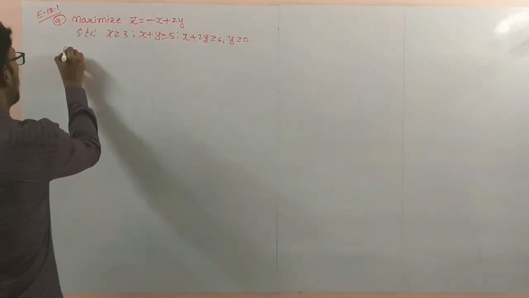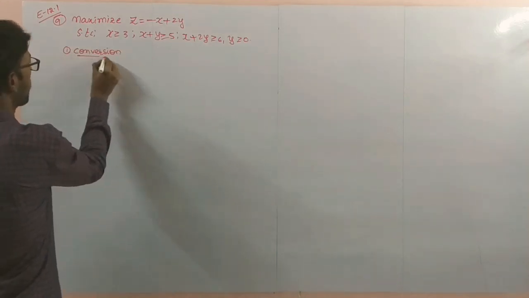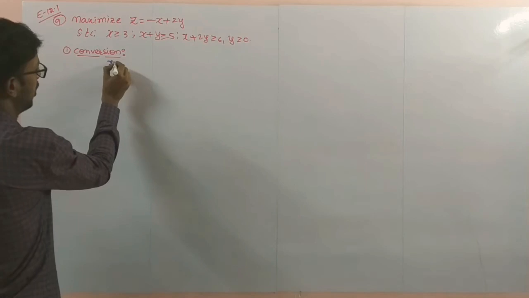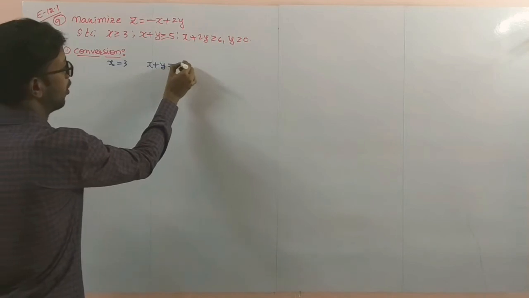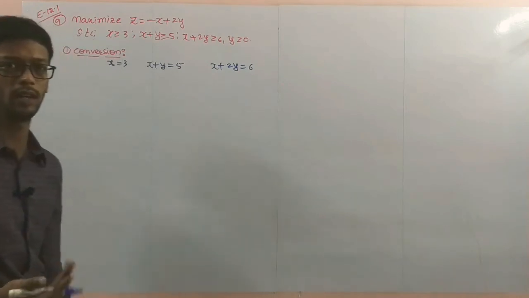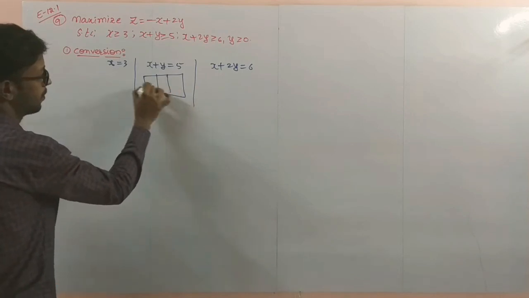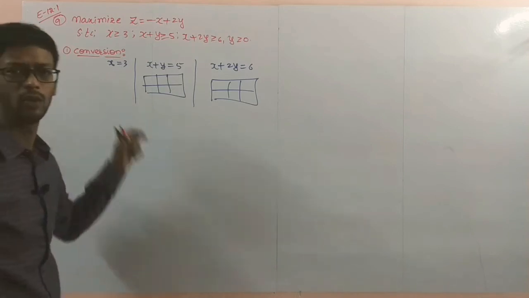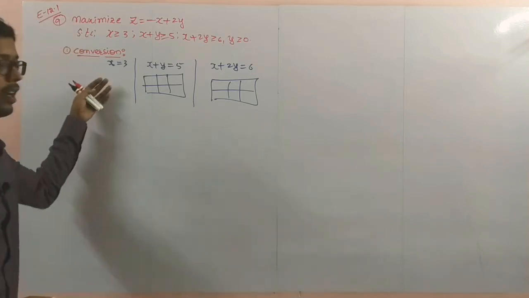Solution, first part, conversion. What do we have to convert here? Inequations are converted into equations: x plus y equal to 5, x plus 2y equal to 6. This is the non-negative constraint, no problem with that one. Draw the boxes. x equal to 3 is a direct line equation, so no need to draw any box. x equal to 3 passes through 3, parallel to the y axis.